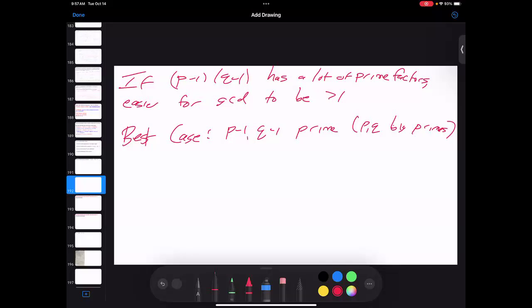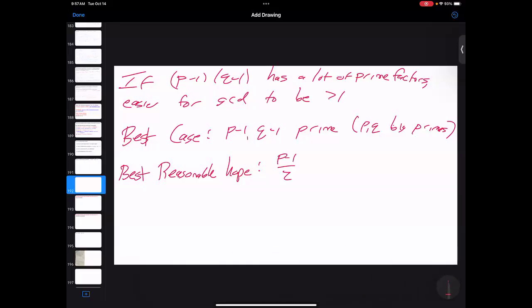What's the next best case? So best reasonable hope. We know P minus 1 can't be prime because it's a multiple of 2. What's the next best hope? What would be the best thing that could happen given that it's a multiple of 2? What would you hope is true about (P minus 1) over 2? That would be prime. And what would you hope about (Q minus 1) over 2? That would be prime.